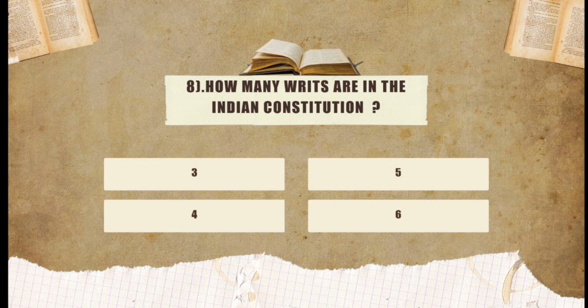The options for question number eight are: option A, there are 3; option B, there are 4; option C, there are 5; and option D, there are 6. How many are in the Indian Constitution? The correct answer is that there are 5. Okay, next question, question number nine.